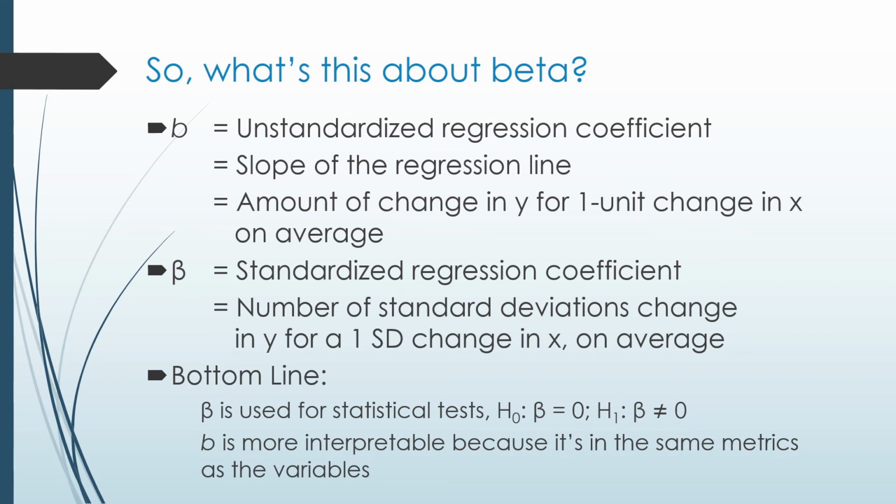So that gives you a little bit of background on the difference between the unstandardized regression coefficient B versus the standardized regression coefficient beta, and how we'll be using that. So we'll use that information as we run through the analysis in SPSS.